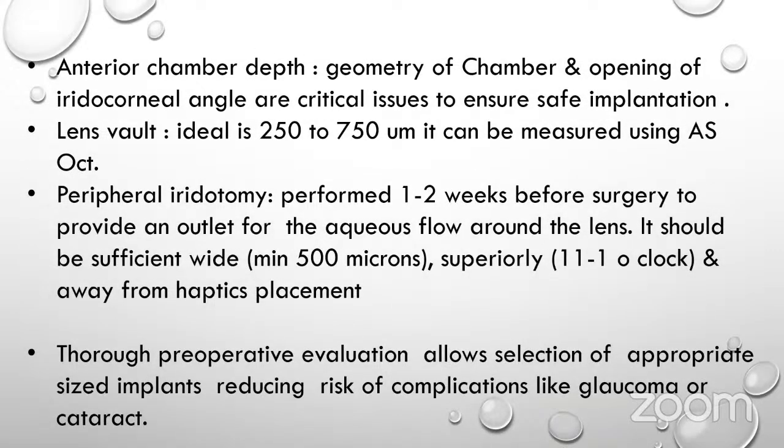The geometry of the chamber and opening of the iridocorneal angle are critical issues to ensure safe implantation. Lens vault is ideally 250 to 750 microns and can be measured using anterior segment OCT. Peripheral iridotomy is performed 1 to 2 weeks before the surgery to provide an outlet for aqueous flow around the lens. It should be sufficiently wide, minimum 500 microns, superiorly at 11 to 1 o'clock, and away from the haptic placements. Thorough preoperative evaluation allows the selection of appropriate size implants, reducing the risk of complications like glaucoma or cataract.